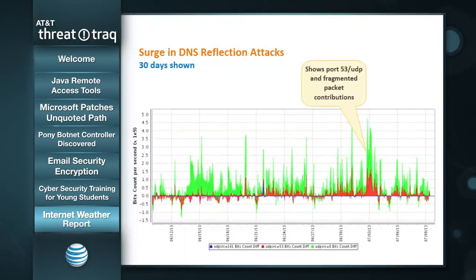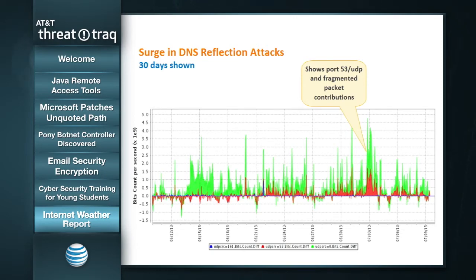Next item here: I've often been reporting on DNS amplification or DNS reflection attacks. I just wanted to point out a case on July 3rd where we had a surge in activity. This particular graph is showing a difference, that is, the surges in activity we're seeing over time relative to the baseline.